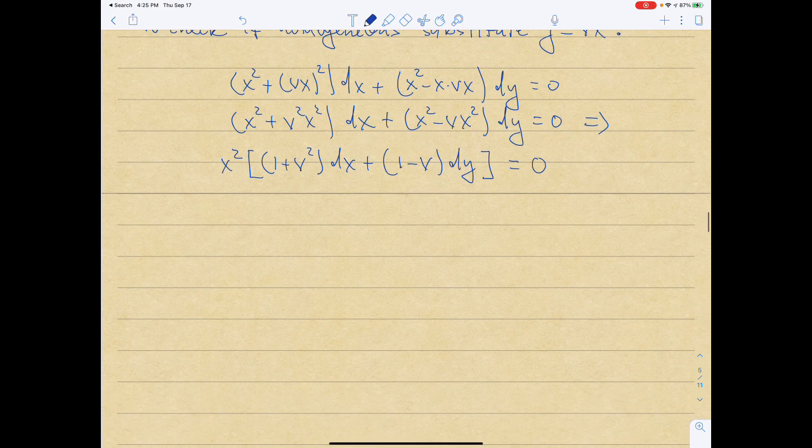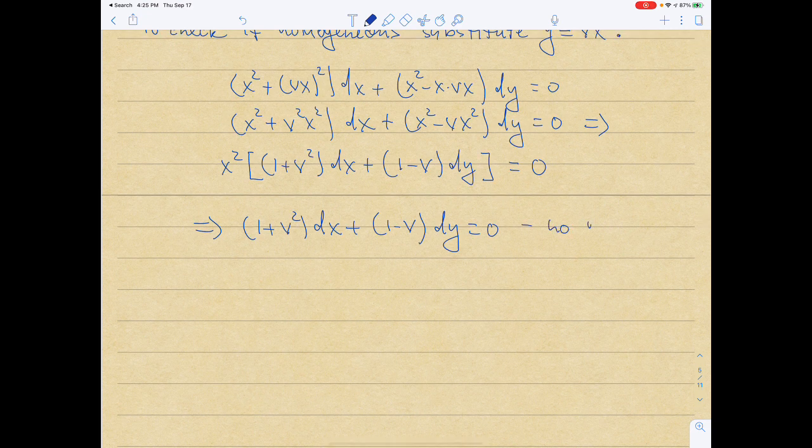Okay, so x squared is a multiplier on the left, so I can just divide everything by x squared. What is left is (1 plus v squared) dx plus (1 minus v) dy equals 0. So what you see is that there is no x left in this expression. And if there is no x left, then that means that the equation is homogeneous.